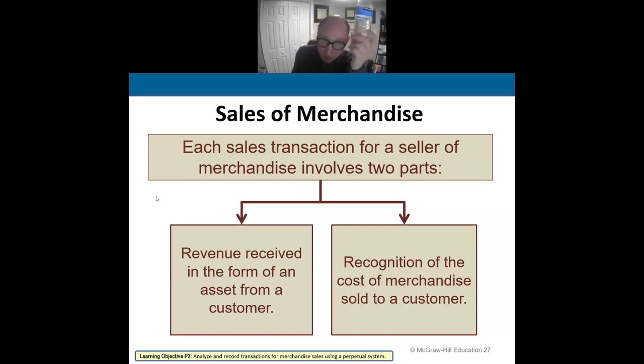Remember, two parts. Every time something is sold, it costs something to sell it. It cost me 10 cents to sell this bottle of water. So that's my cost of goods sold. And the revenue is $1 when I sold it to you for cash.